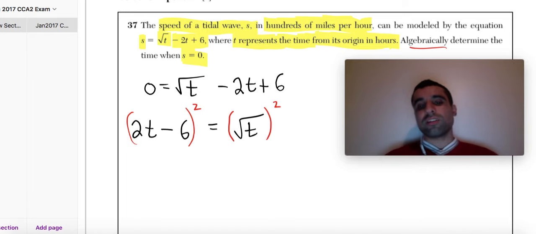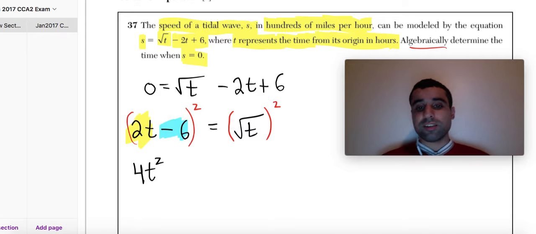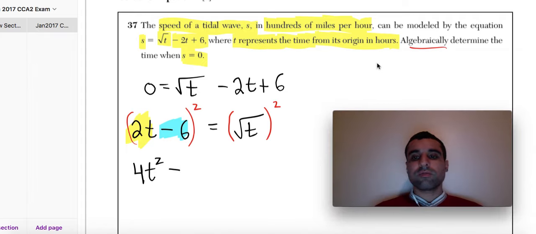Now there's a shortcut to squaring the binomial. I want to make sure you know how to do this, guys. When you square a binomial, the first thing you do is square the first term. 2t, when you square it, becomes 4t squared. To get the middle term, you multiply the two terms. 2t times negative 6 is negative 12t, and then you double the product. You double it, and you get negative 24t.